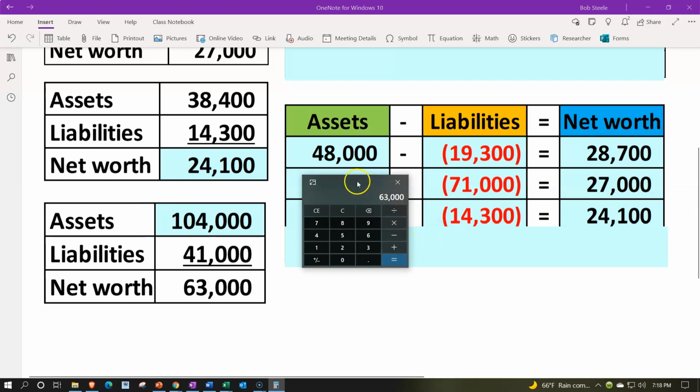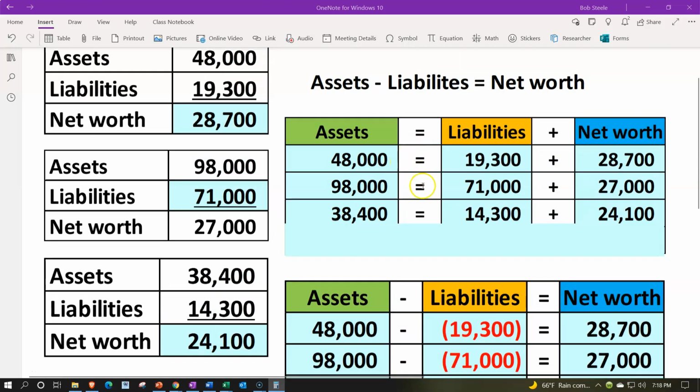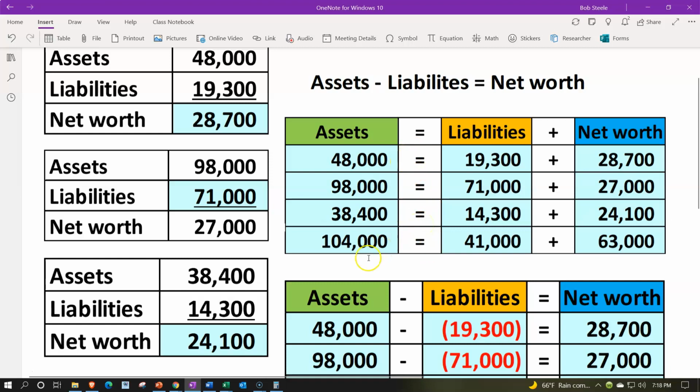And that gives us the 63,000. If I saw it this way up top, assets equal liabilities plus equity, that would be an easy way to write it, because the 104 would be X equals the 41,000 plus the 63,000, and all we'd have to do is add up these two to get the 104,000.